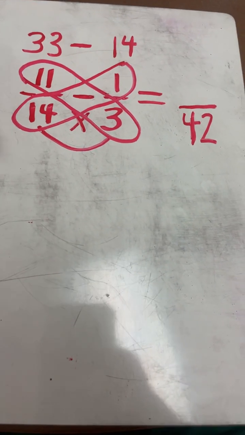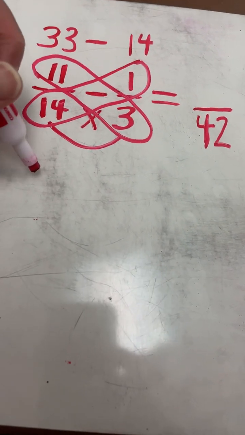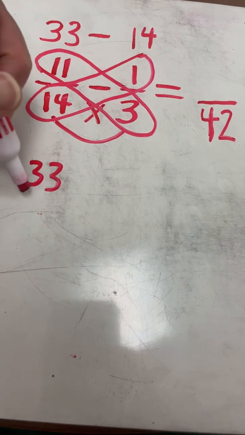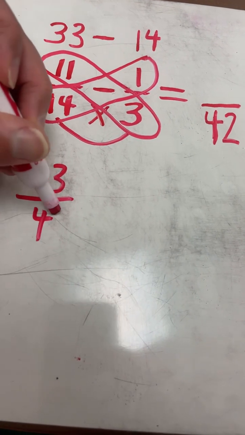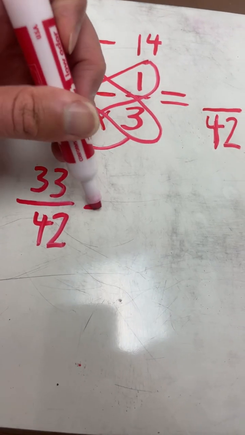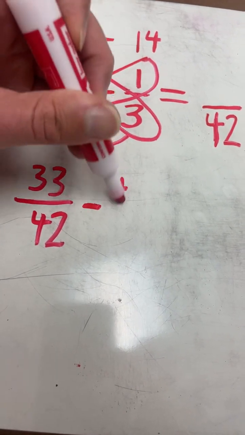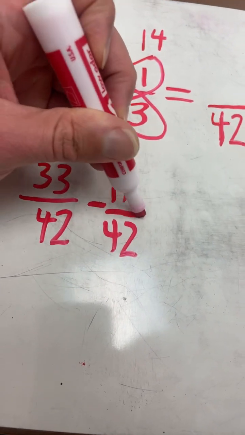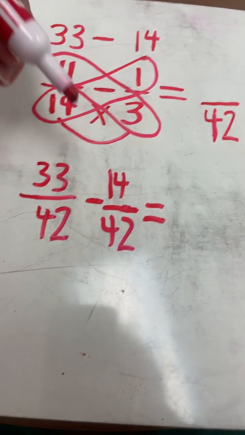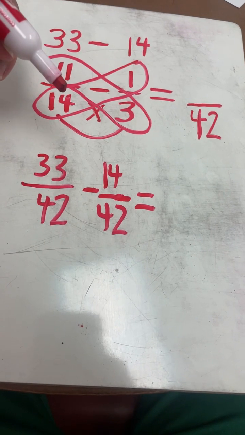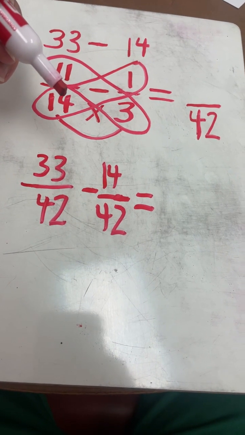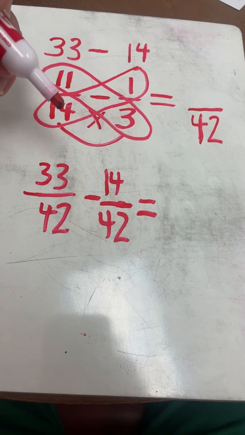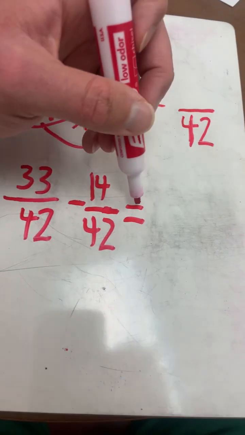So now we can subtract our fractions because we have our common denominators and our new numerators. So 33/42 minus 14/42. That is our new subtraction problem. Now we have a like denominator. So 33 minus 14 equals 19.